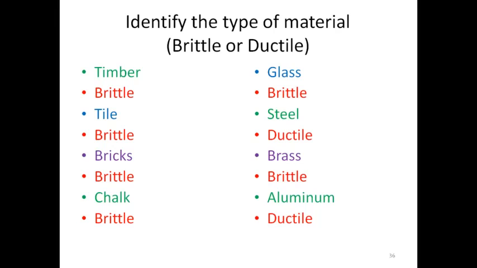We start with timber. When we are considering timber, timber means wood. When you try to bend the timber, it bends to some extent, but it breaks suddenly.